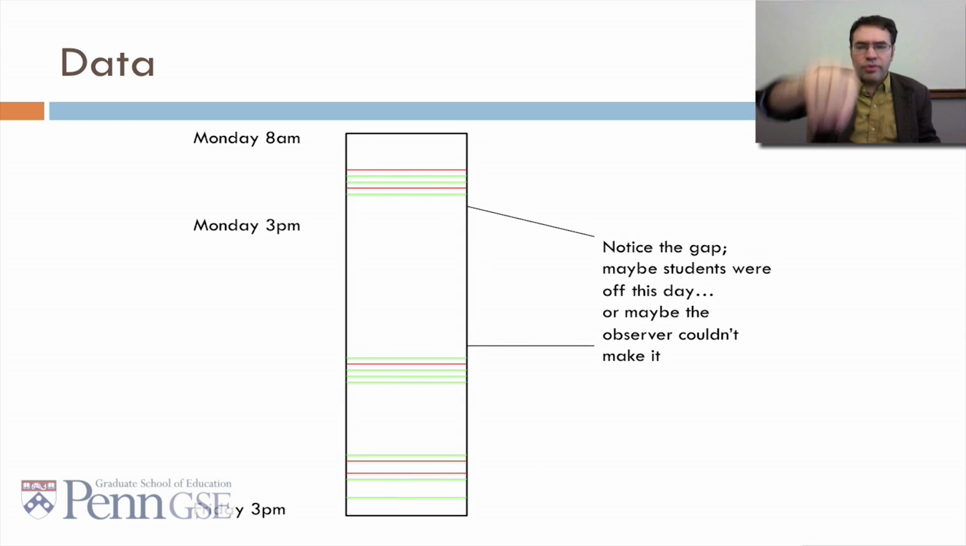Now you notice the gap between observations. Maybe the students were off this day. Maybe they didn't use the learning system this day. Or maybe the observer couldn't make it. We don't really know, and at some level, it doesn't really matter.